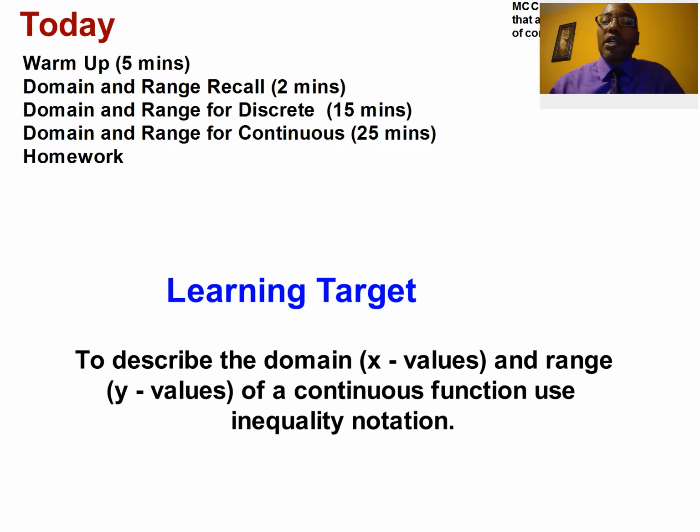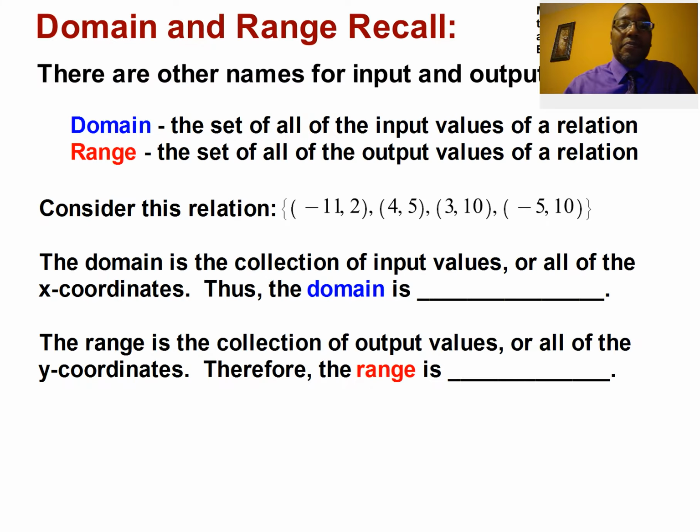So today we're going to look at domain and range. One of the key things to remember, though, is ask the question of the function, is it discrete or continuous first? Because if it is discrete, there is a way to write the domain and range. And if it is continuous, there is another way to write the domain and range.